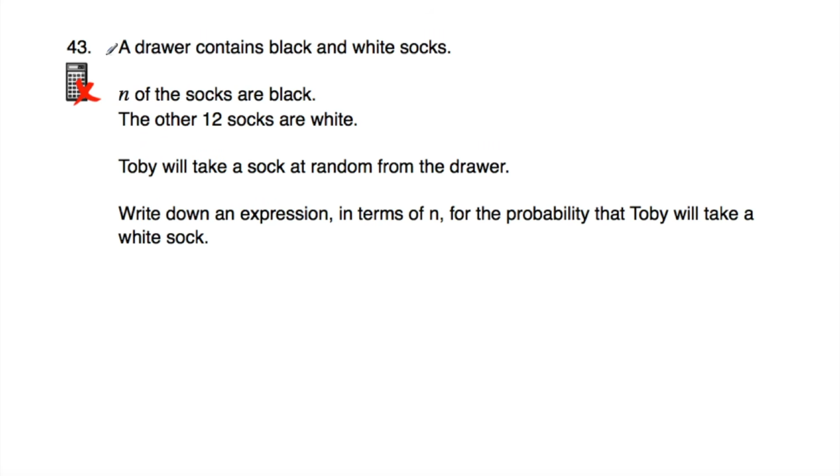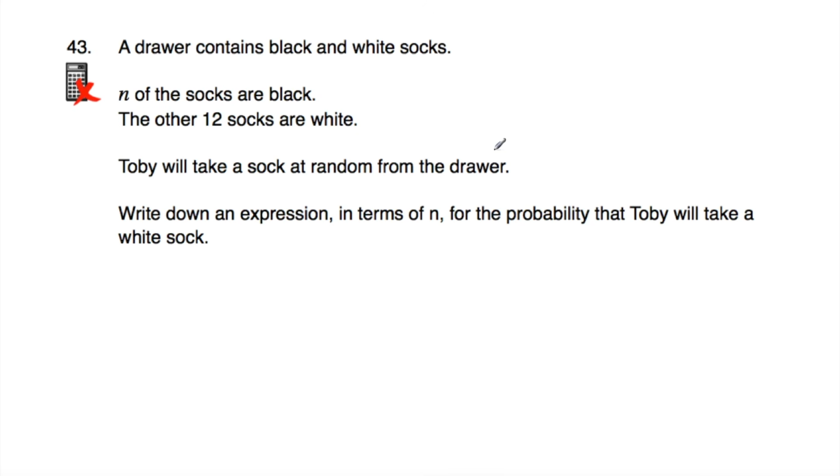Okay, let's have a look at our next question, question number 43. It says a drawer contains black and white socks. So there's black socks and white socks in a drawer, and n of the socks are black. We don't know how many. It could be 1, it could be 50, it could be 1,000. And the other 12 socks are white. So we know there's 12 white socks.